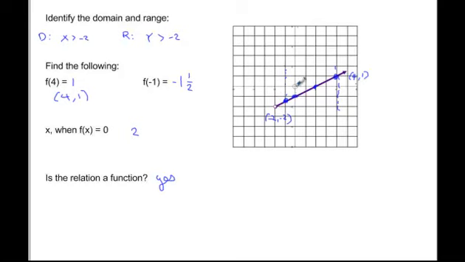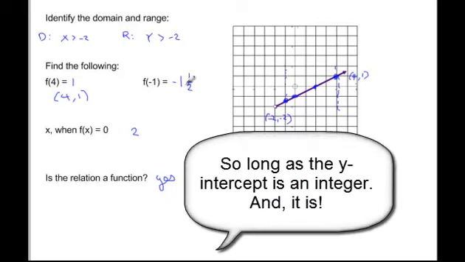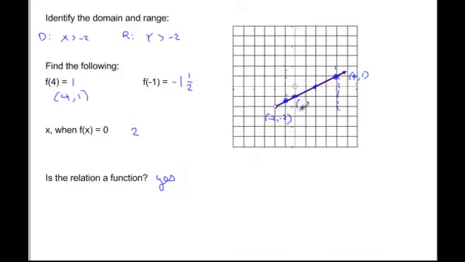So the y values are always going to be in increments of halves for a slope of 2, so long as the y-intercept is a whole number. And it is. So this point right here is the point -1, -1.5. So f of -1 equals -1.5.